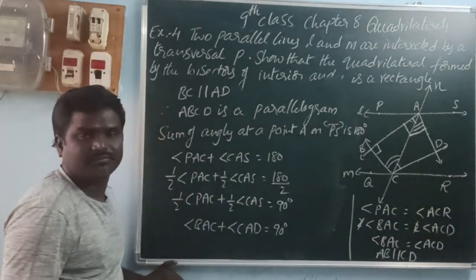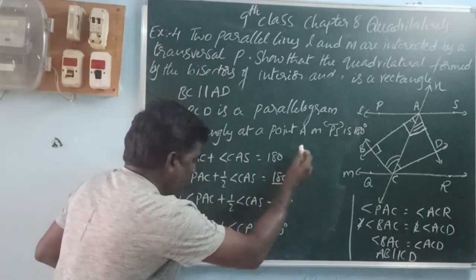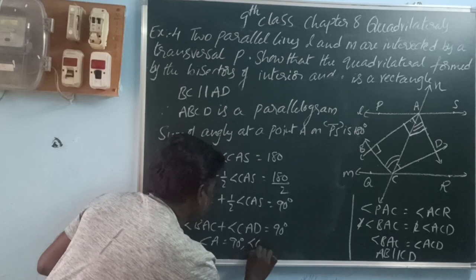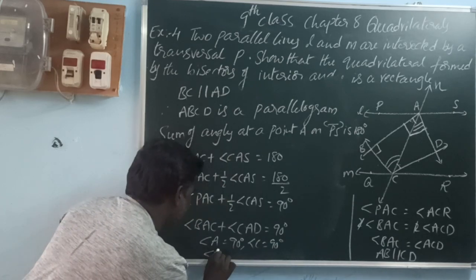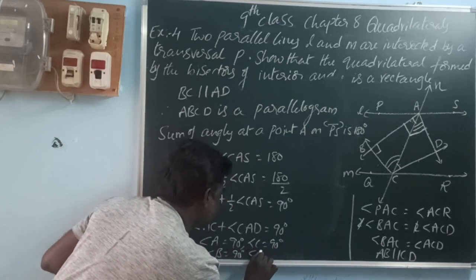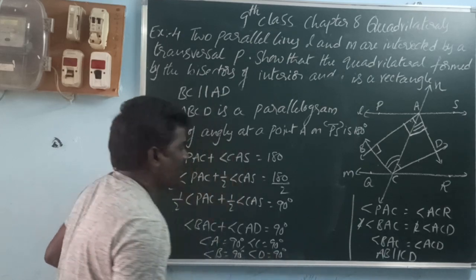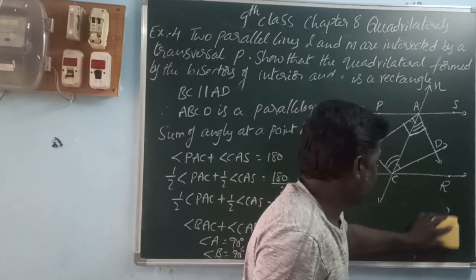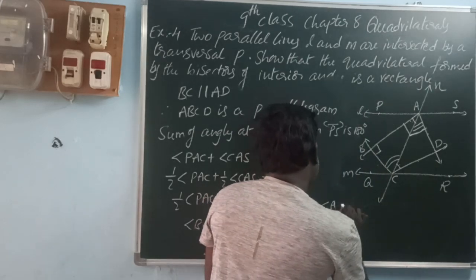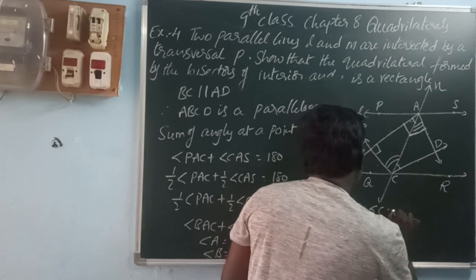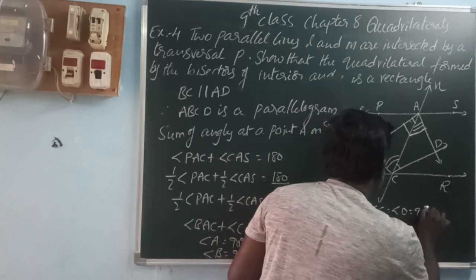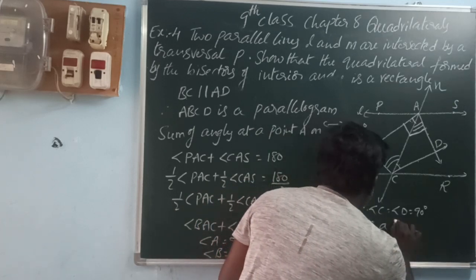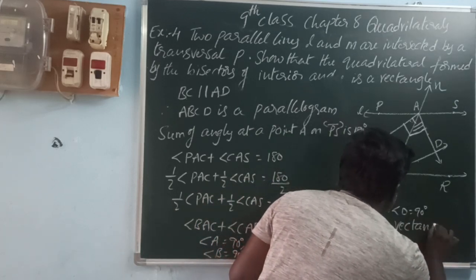Opposite angles are equal. That is, angle A is equal to 90, angle C is equal to 90. Similarly, angle B is equal to 90, angle D is equal to 90. In a parallelogram, every angle is 90 degrees, so it is a rectangle. So angle A, angle B, angle C and angle D are each equal to 90. Therefore, hence, ABCD is a rectangle.